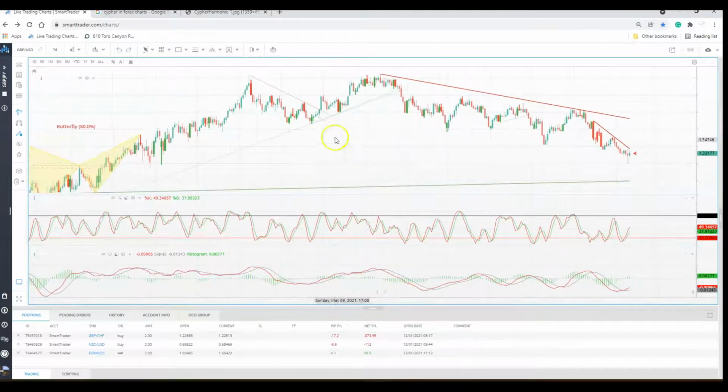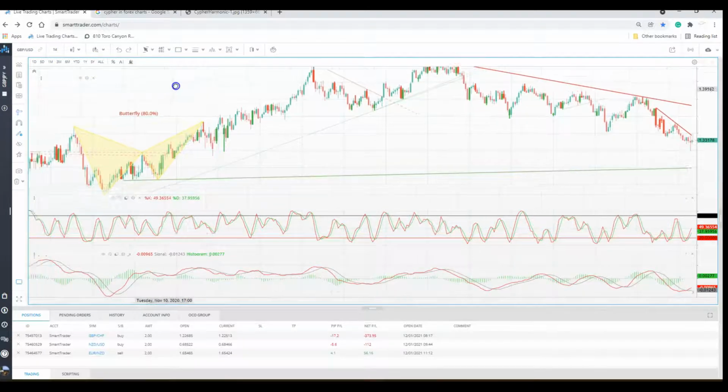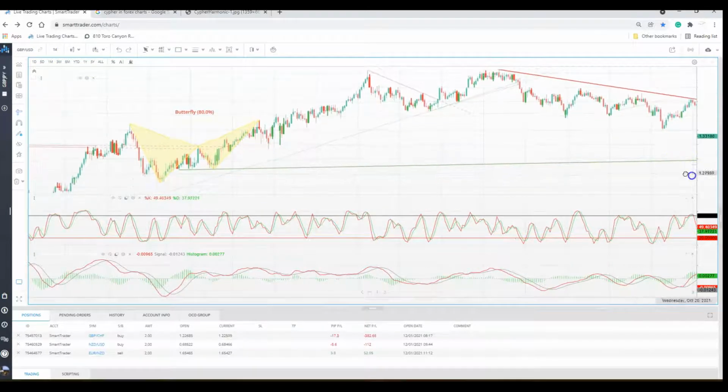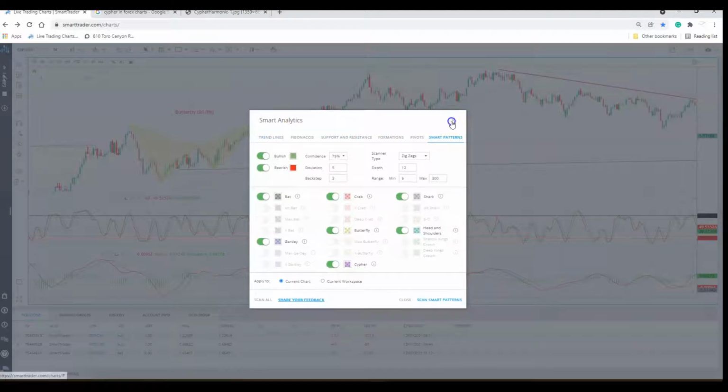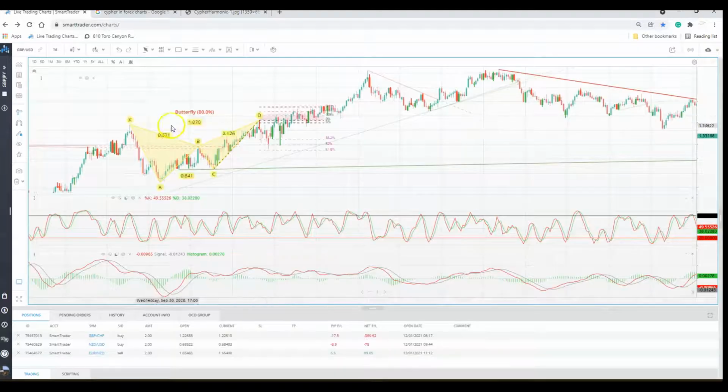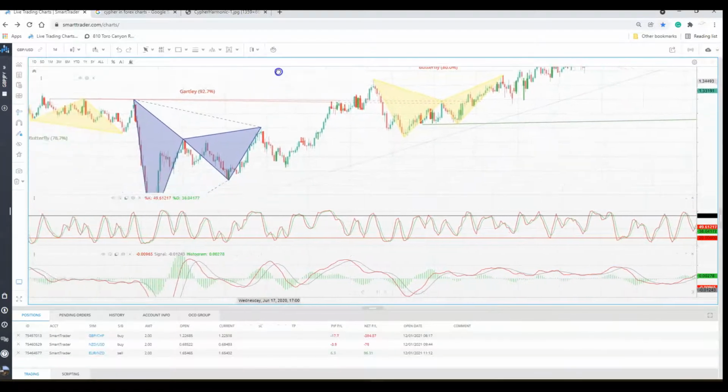So these harmonics we will go over in the trade room. I just wanted to briefly introduce you to them. And if you do have the Smart Trader platform, all you need to do is go to the Smart Analytic Tools, Smart Patterns, and click on Scan Smart Patterns, and it's going to generate these harmonics for you, harmonic patterns.